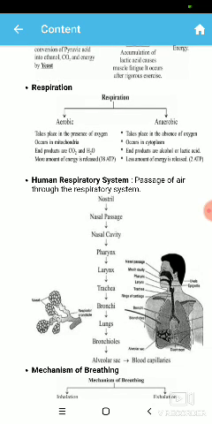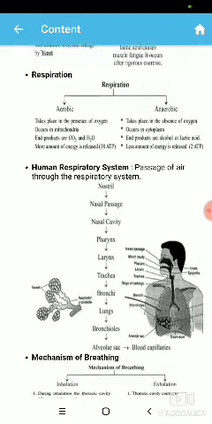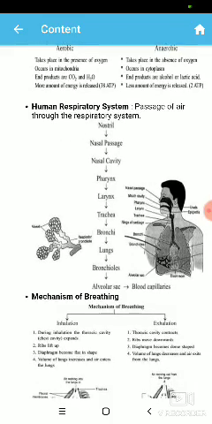Respiration is of two types, aerobic respiration and anaerobic respiration. Aerobic respiration takes place in the presence of oxygen, occurs in mitochondria, and the products are CO2 and H2O. A larger amount of energy is released, 38 ATP. Anaerobic respiration takes place in the absence of oxygen, occurs in the cytoplasm, and the products are alcohol or lactic acid. A smaller amount of energy is released, 2 ATP.